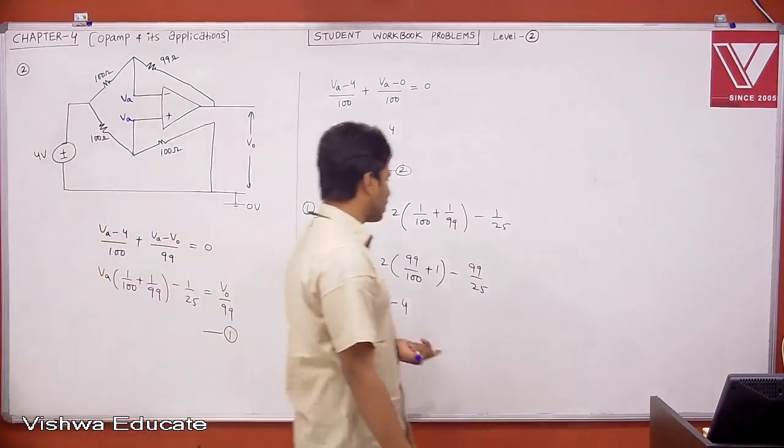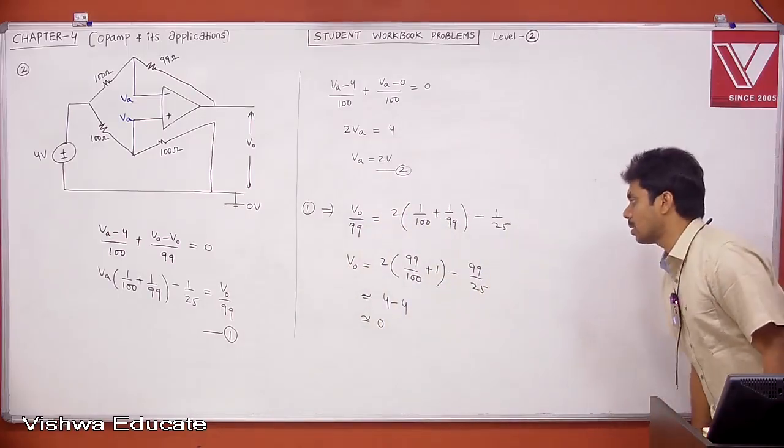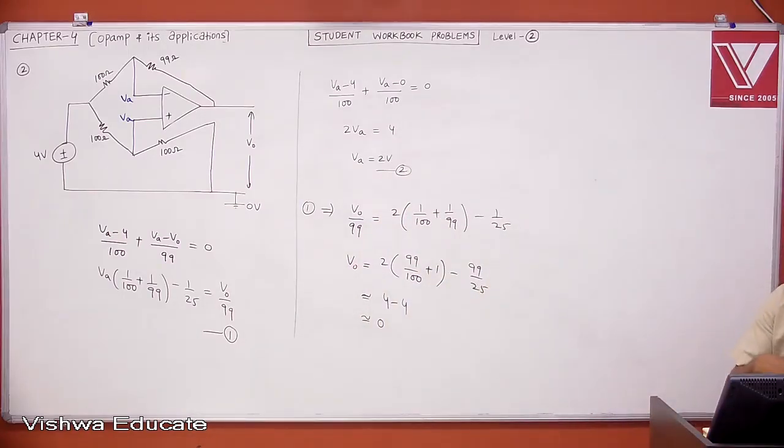If you want to calculate exactly, you can calculate exactly also. What is that? 2 into 99 by 100. If you do that, I will tell you the exact value. 99 by 100 is 0.99, plus 1, into 2, which is nothing but 3.98. 99 by 25 is 3.98. Minus 3.98, that is 0.02. If you calculate exactly, you will get 0.02, which is 20 millivolt.